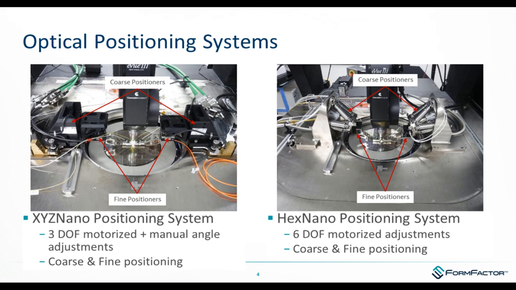The main benefit that we see for the Hex Nano is that as we develop fiber array alignment, we think we're going to need some small angular correction motions as we step around the wafer and align an array of fibers to an array of waveguides.